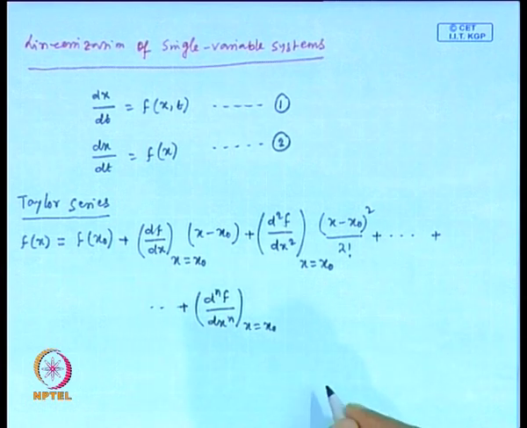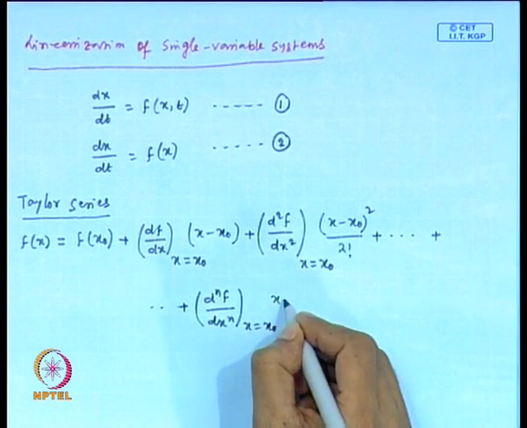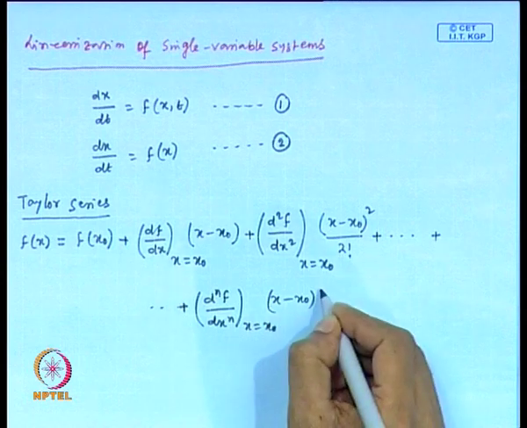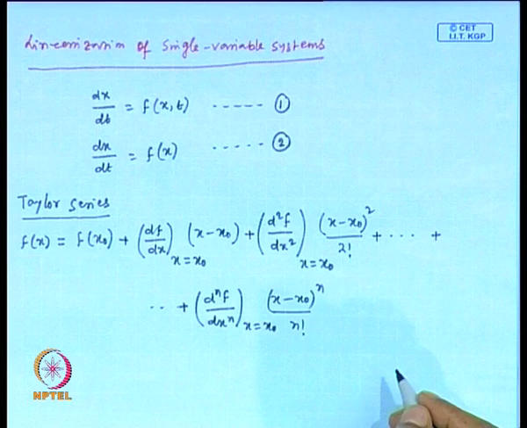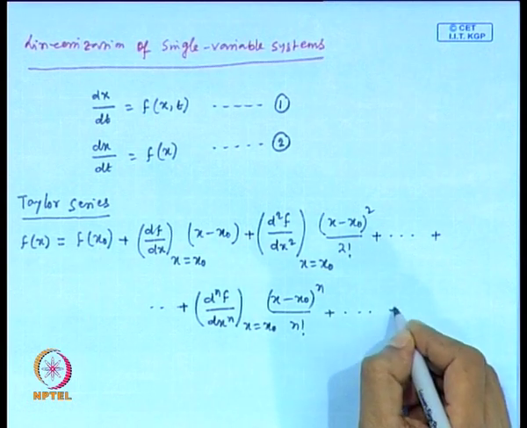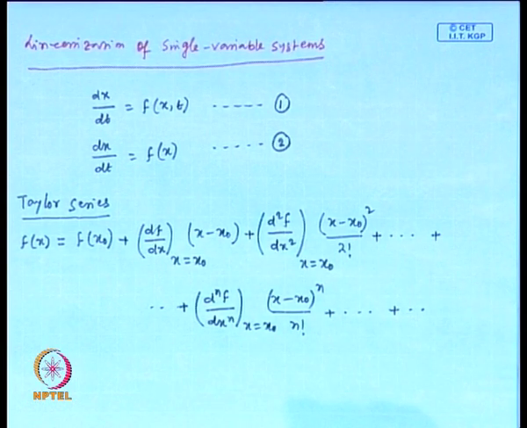x equals x naught, (x minus x naught) to the power n by factorial n, like this. This is the Taylor series expansion of f(x).